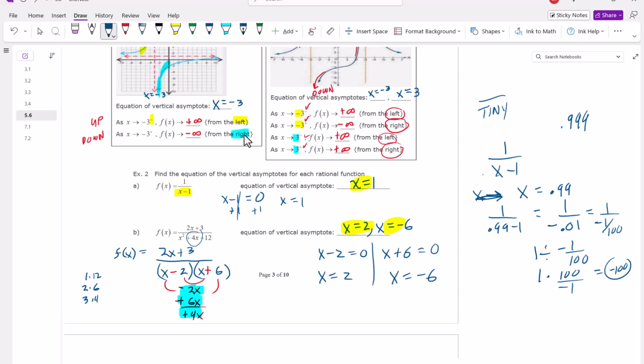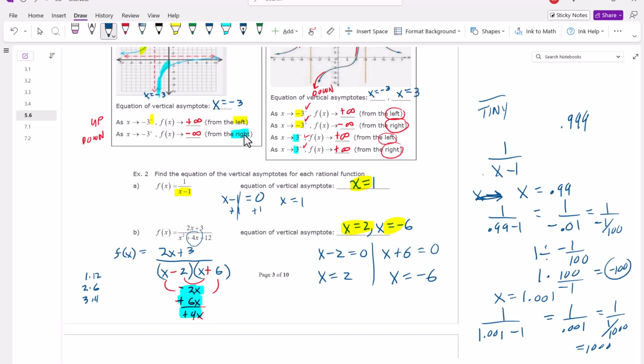Okay, look what happens if I do x equals 1.001. Then I'd have 1 over 1.001 minus 1. That's 1 over 0.001. That's 1 over 1,000th. So that actually is 1,000. So it's helpful to understand why these graphs behave the way they do at a vertical asymptote. That's just because of how the arithmetic goes.